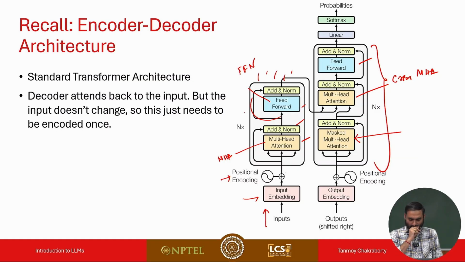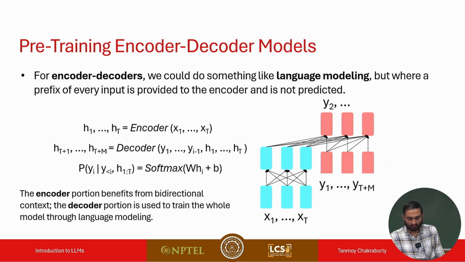So now we see that in this kind of encoder decoder setup, how do we pre-train this model? The objective is still, remember, language modeling, right? Next word prediction can be an objective. The objective can also be, let's say, sentence classification, for example.